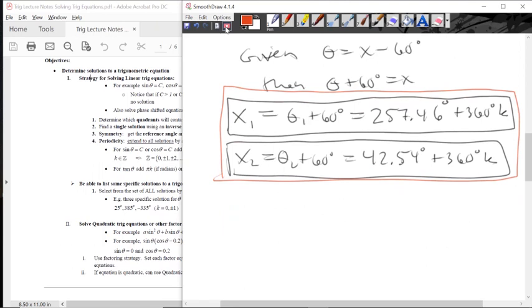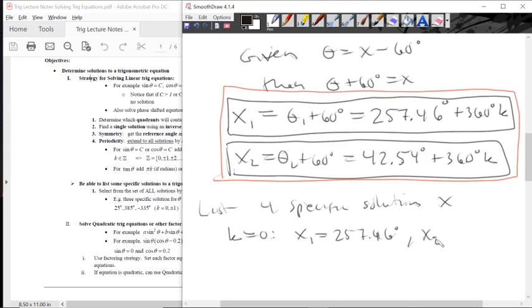So let's say we wanted to list some specific solutions. Let's say we wanted to list 4 specific solutions for x. Let's say we start with k equal to 0. If k is equal to 0, then x1 is equal to 257.46 degrees, and x2 is equal to 42.54 degrees. Then let's say we choose k equal to 1.